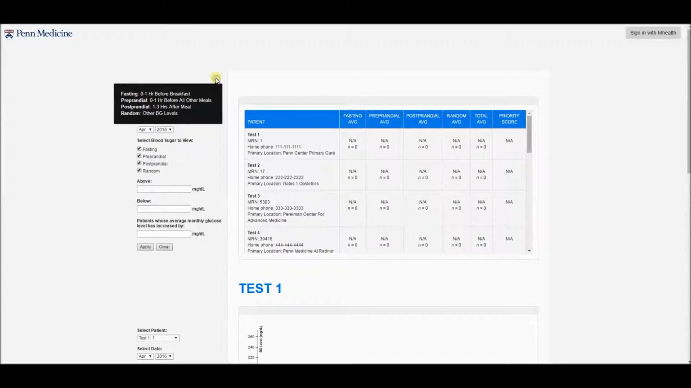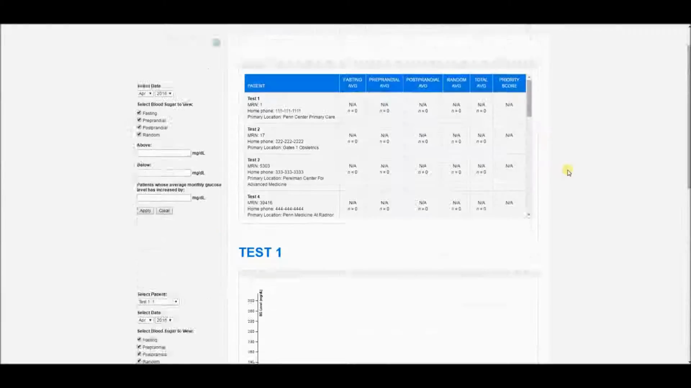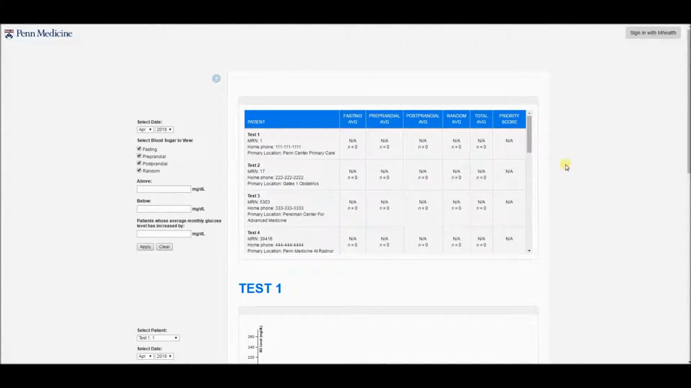The web dashboard is divided into 2 levels, a population level view and a patient level view. The population level view, displayed on the screen, provides a tabular summary of a provider's patients' blood glucose levels in a selected month and year. When the page loads, the selected date defaults to the current month and year. For each patient, the table lists the blood glucose averages for each of the 4 blood glucose classification groups: fasting, preprandial, postprandial, and random. The table also lists the blood glucose average for all of the patient's blood glucose data, regardless of classification, under the total average column.